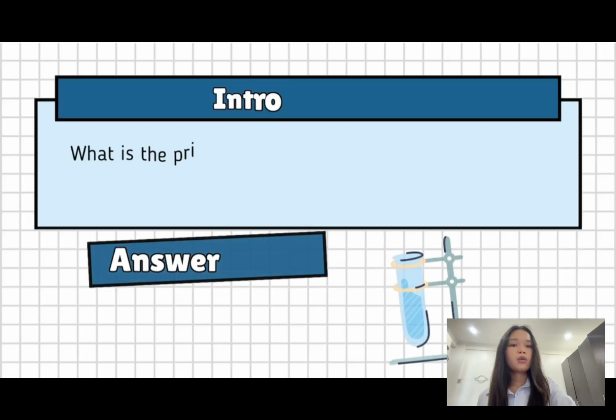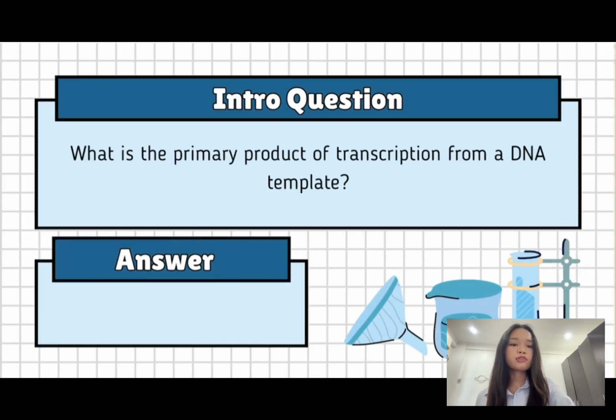So you might be able to recall from our previous lessons that transcription is the process where a DNA template is used to synthesize RNA. You might think, great, we have RNA, let's make some proteins. But actually, there's a whole lot of action that needs to happen first. So let's kick things off with a quick question to get your brains warmed up. What is the primary product of transcription from a DNA template? Take a moment to think about it.